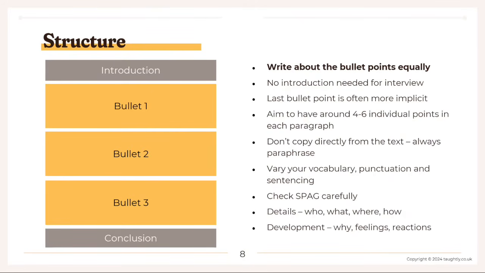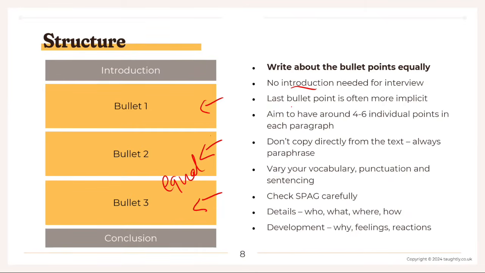But basically, this is the most important thing. No matter what type of text you get given, whether it's a speech, whether it's a magazine article, whether it's a report, this is the most important thing. You should always write 3 paragraphs, one about each bullet point in the question, and they should be equal in length. That, if you remember nothing else, that is the most important thing. No introduction is necessarily needed for an interview or for a report. In fact, if you didn't write an introduction or conclusion for any of them, it wouldn't be a big deal.